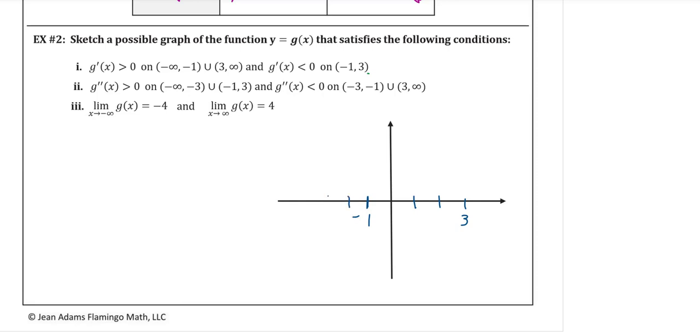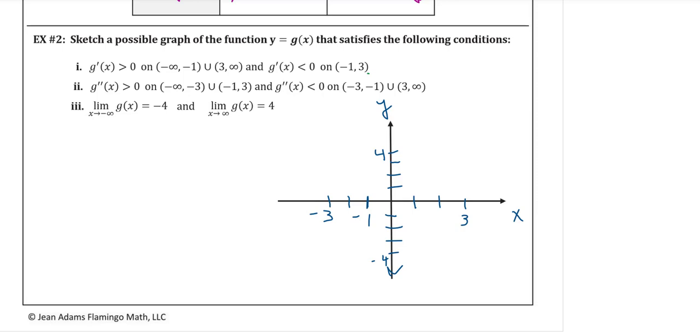The second condition that we know is that the second derivative is positive from negative infinity to negative 3, so I'll add that point. It's also positive from negative 1 to 3, and it's negative from negative 3 to negative 1, and also from 3 to infinity. So now I've also identified my inflection points at negative 3, negative 1, and 3, because that's where it's going to change its concavity. Finally, we're given information about the end behavior of the function: g of x approaches negative 4 as x approaches negative infinity, and g of x approaches positive 4 as x approaches positive infinity.